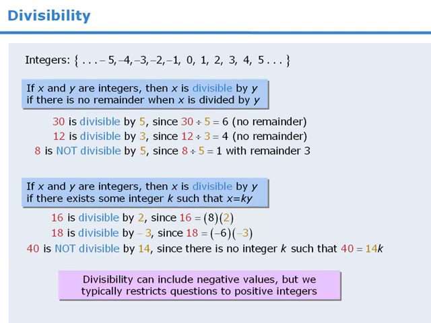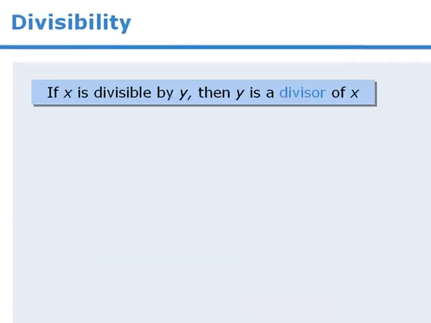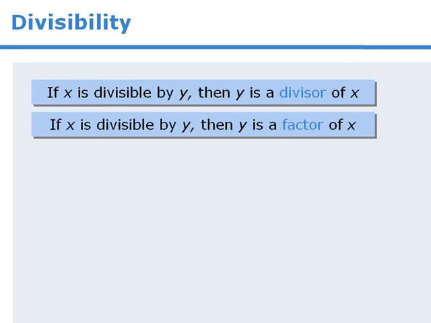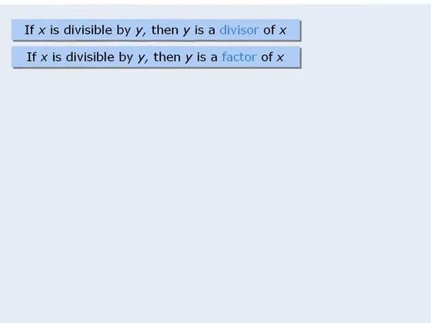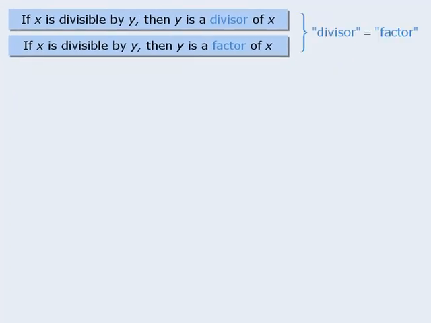All right, now let's examine some more definitions. If x is divisible by y, then we can say that y is a divisor of x. Or if x is divisible by y, we can say that y is a factor of x. The terms divisor and factor mean the same thing, so we'll use these two terms interchangeably.